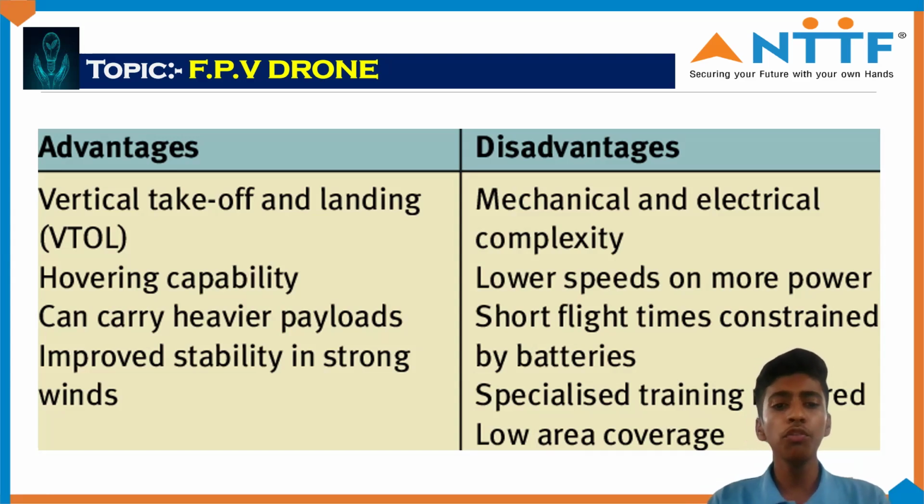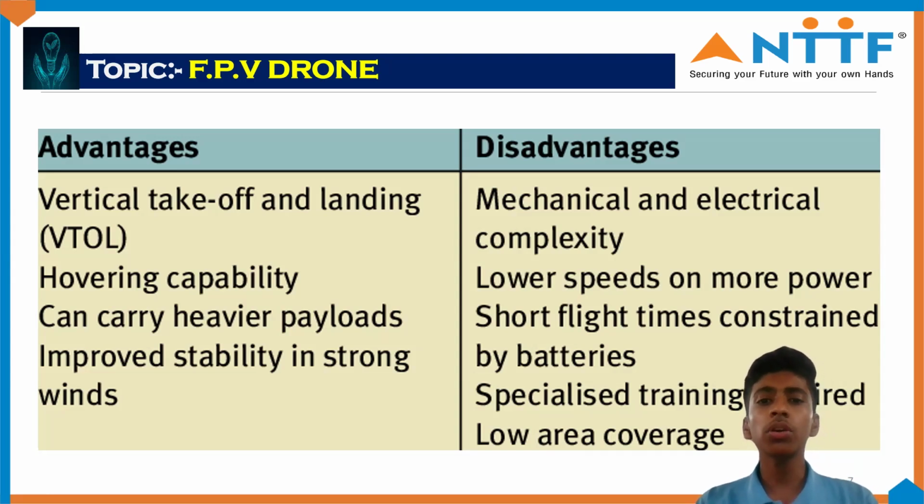The last one is improved stability in strong winds. It means that even if a strong wind is blowing, the drone can improve its own stability, and we do not face any difficulty in flying in high winds.